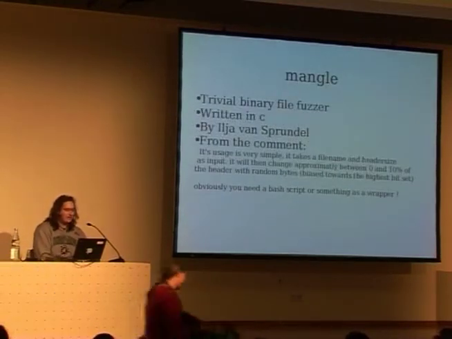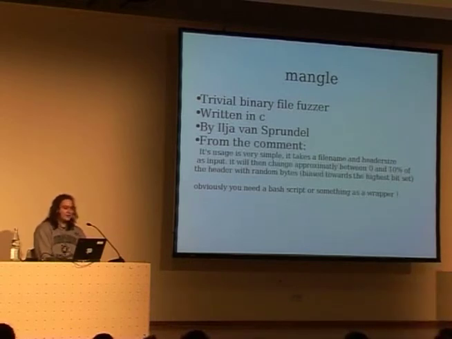The next tool is Mangle, which is a very, very small piece of code that I made about a year ago, and it's only 60 lines of C code. What it does is it takes a file, and you give it a header size, like, let's say it's a page long. It'll take 10% of the header size and use that in a loop, randomly choose an offset inside the header, and randomly change a byte, biased towards the highest bit set, because you want to try and trigger some signedness bugs, things like that.